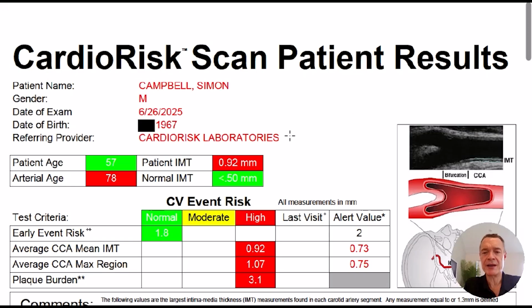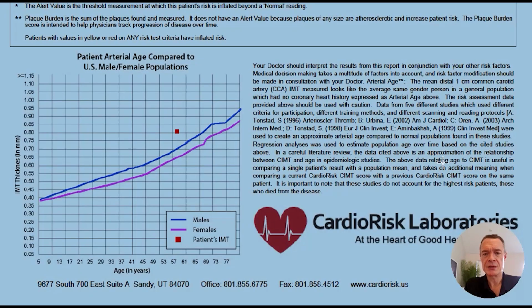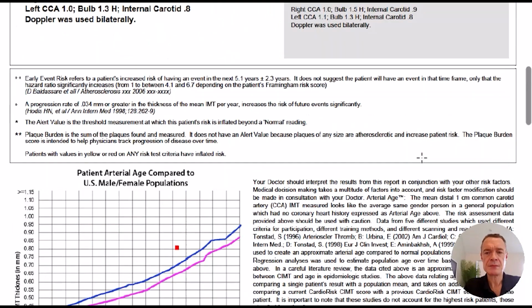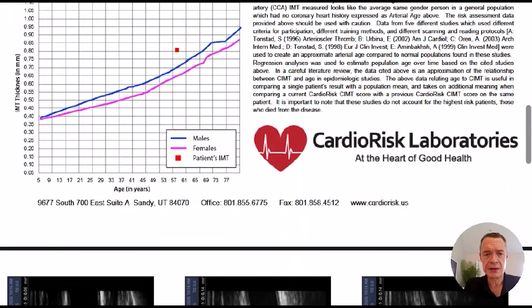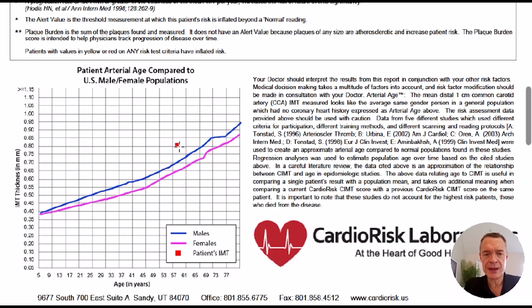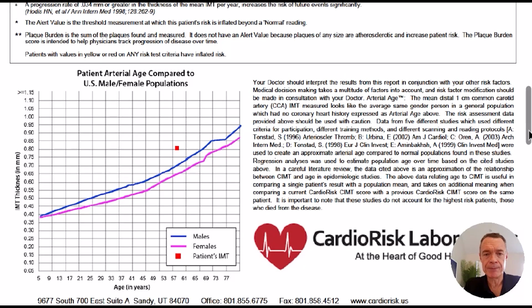Before I bring up my healthy cohort lines, let me just show you a year later. I haven't done a video on this yet, so you're getting a sneak preview, right? This is my results 1 year later, June of 2026. I'm just going to scroll up to the top. You can see a year later, my patient IMT is 0.81 millimeters. My arterial age went down to 66 as a result. So when you go down to the bottom left corner of the screen, the red dot has come down quite a bit, right? So still elevated risk, but down.